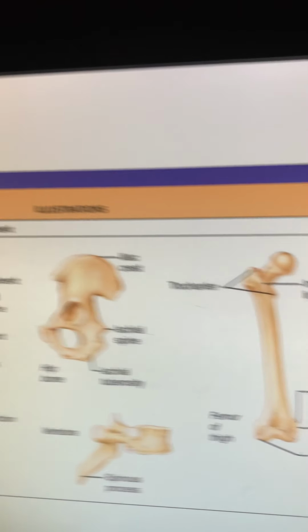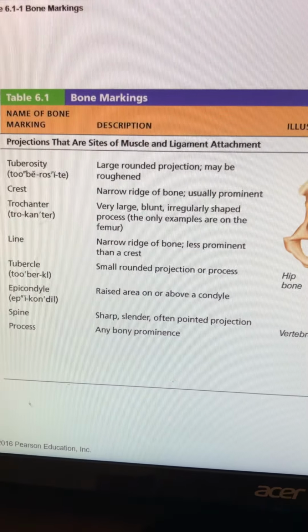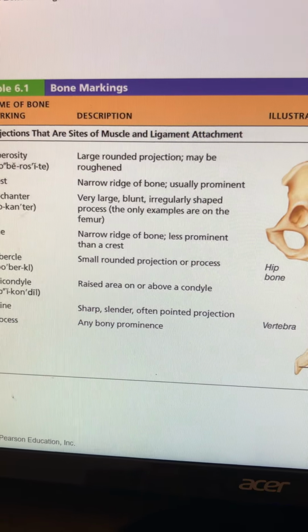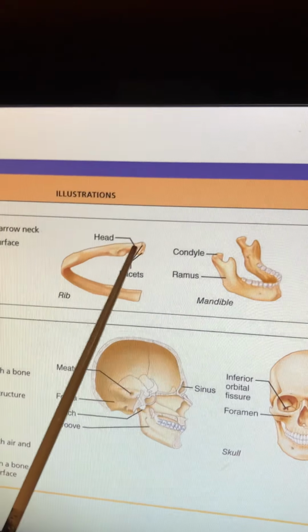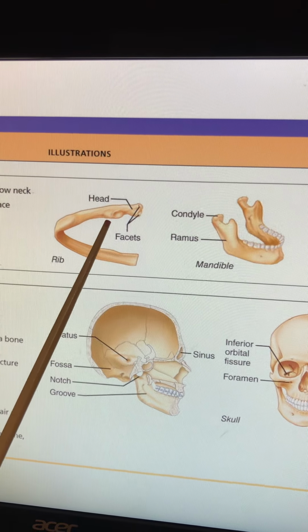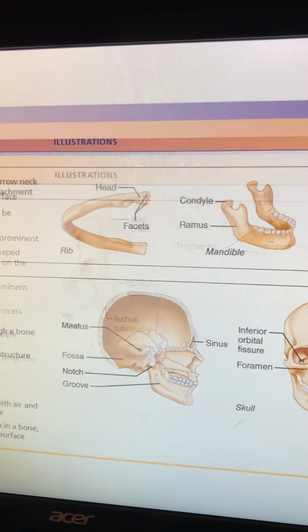The tubercle is a small rounded projection, and that is basically it. It is just a bump on a bone. And so a rib tubercle is going to be this little tiny bump, and I think there's actually one shown here. So here is a rib, and here are the facets, and this little bump here is called the rib tubercle. It is just a bump on a bone.